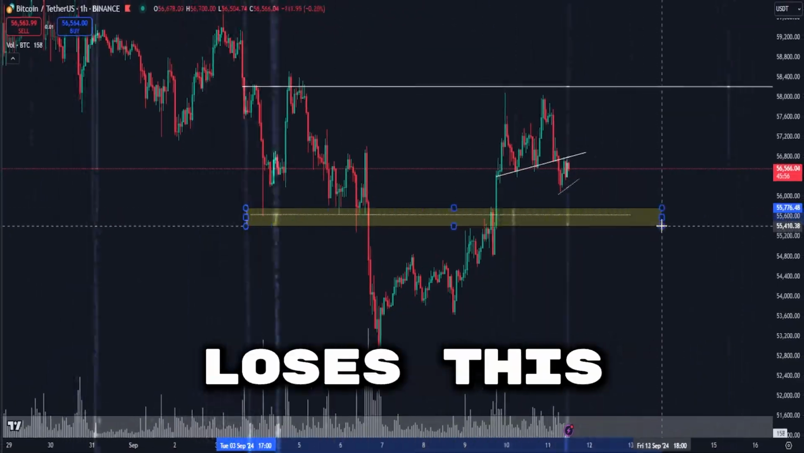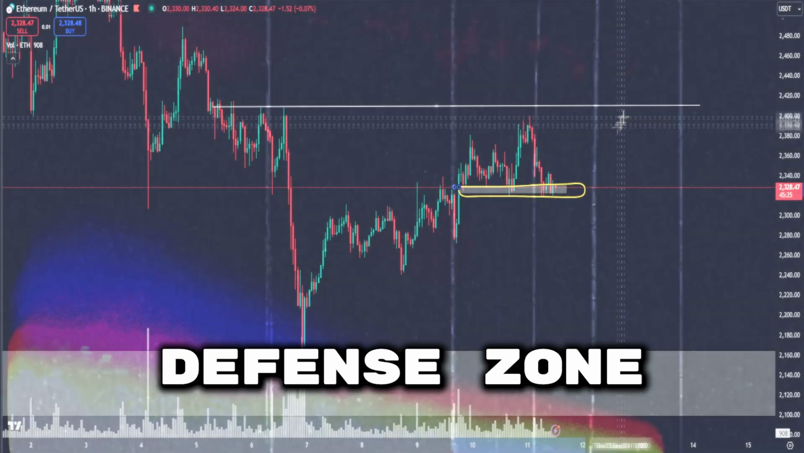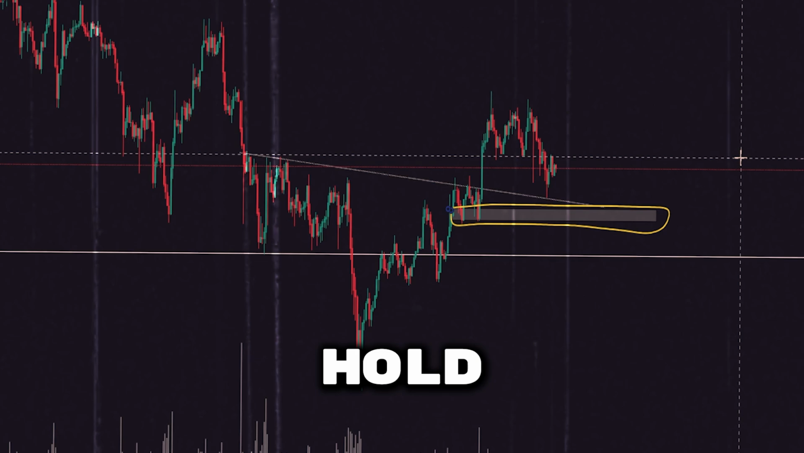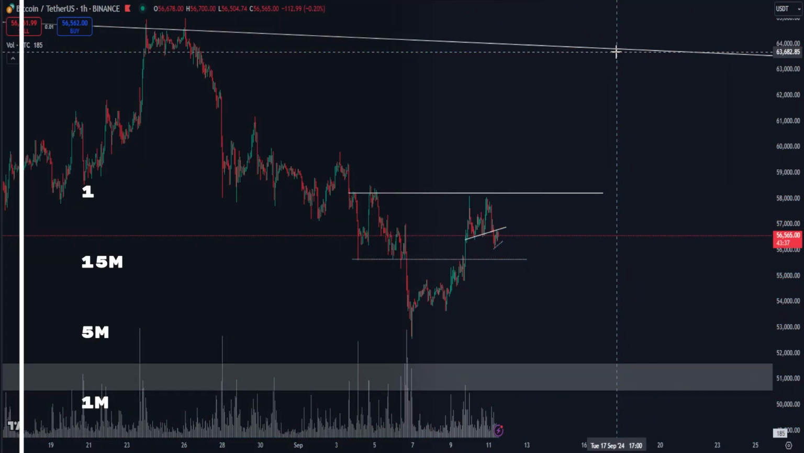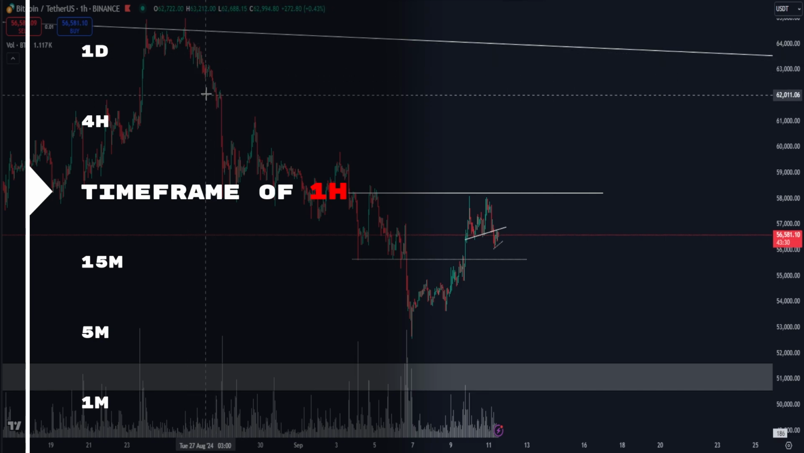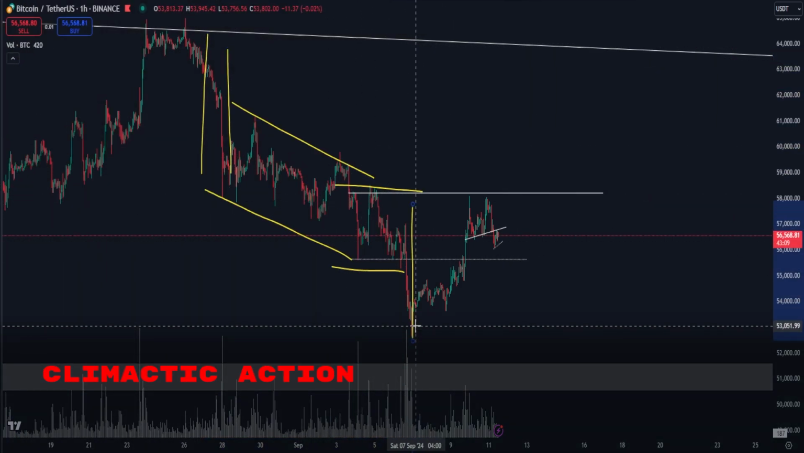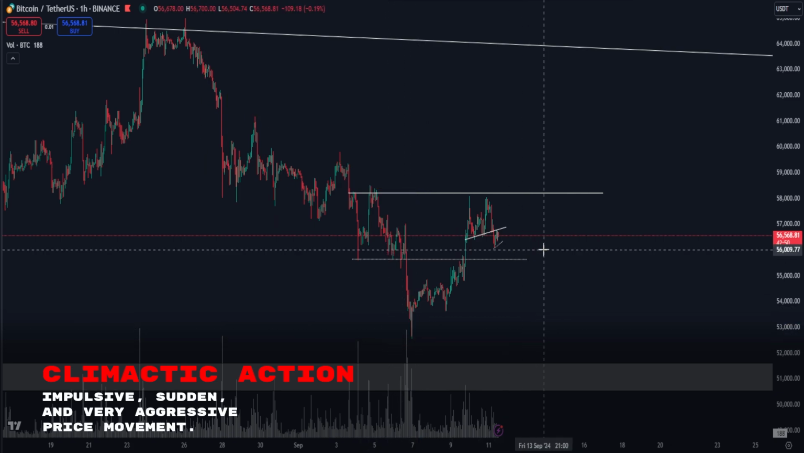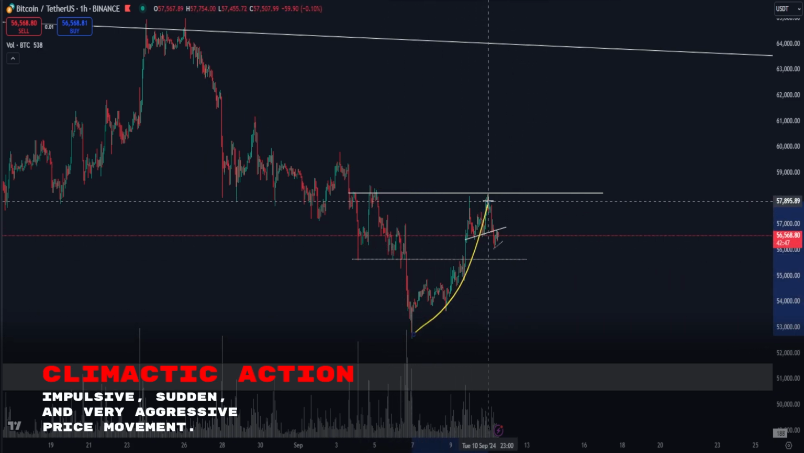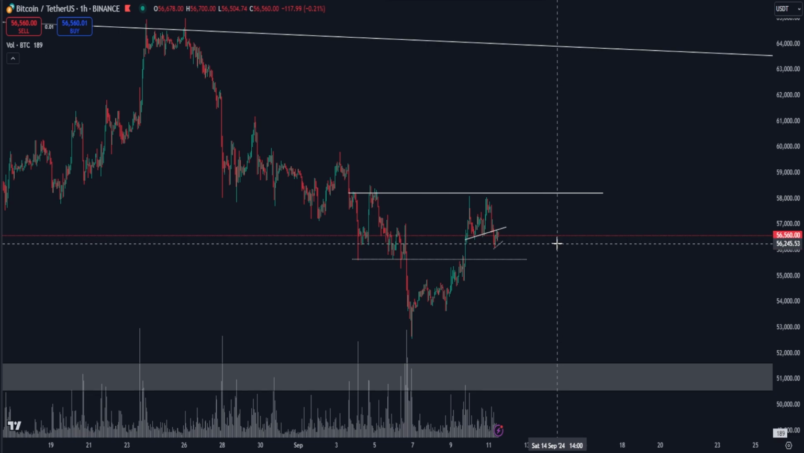If Bitcoin loses this key line, Ethereum loses this defense zone, and Binance's defense zone doesn't hold, buckle up because the drop could be brutal. On the screen, we are looking at Bitcoin's chart in the 1-hour time frame. What we can see here is that after this bearish impulse, channel, and range, we've experienced a bearish climatic action. As we know, bearish climatic actions usually correct in 2 legs. Now, let's look in more detail at why we have this directional movement and also search for buying points.